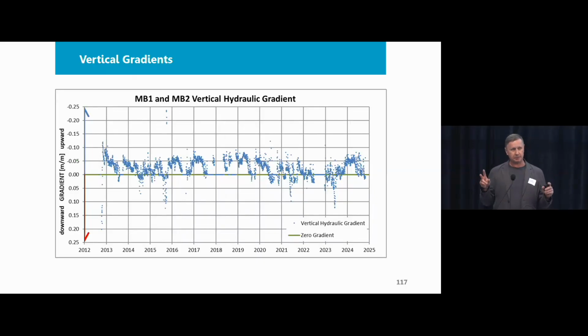So for all the wetlands, when we've got at least 2 instruments, we did calculate the vertical gradients just to see if there is any potential for groundwater discharge into the wetlands. So here is an example of Mounsberg wetland. You see that most of the time it actually has an upward gradient. So there is a potential for groundwater discharge.